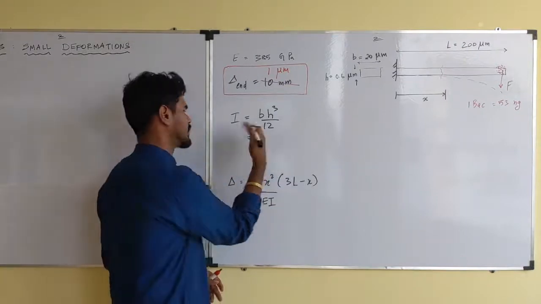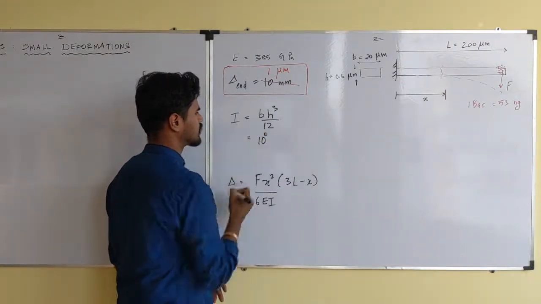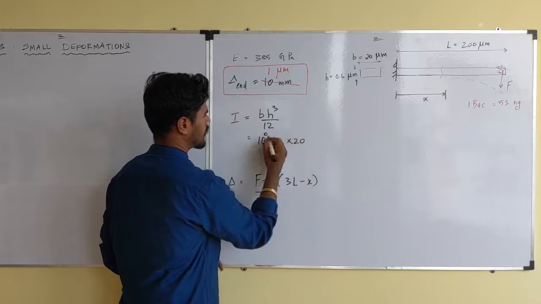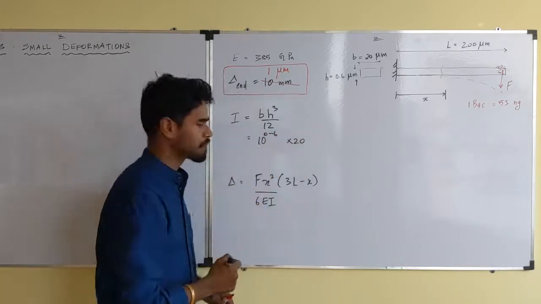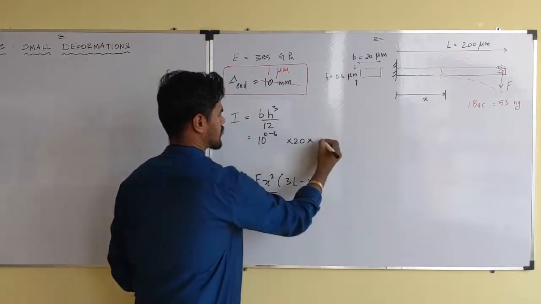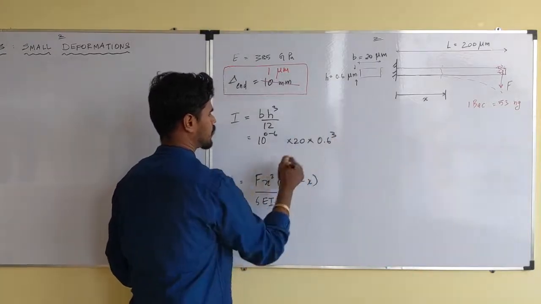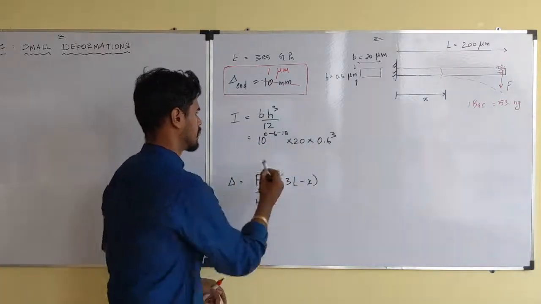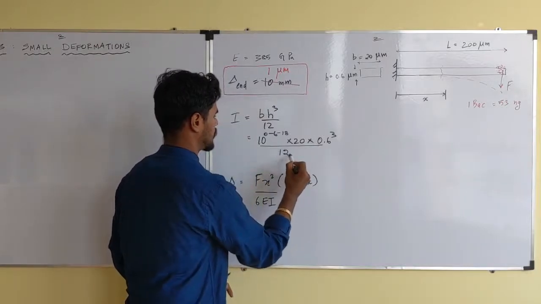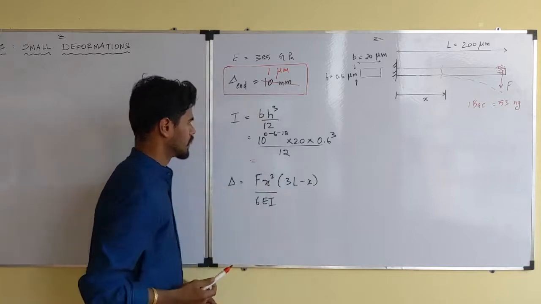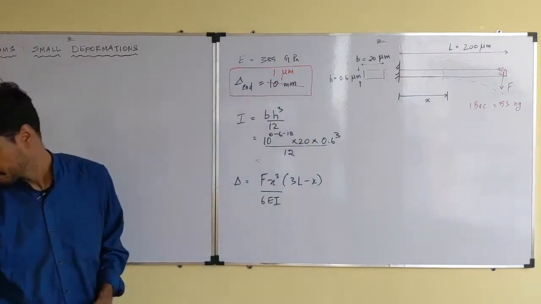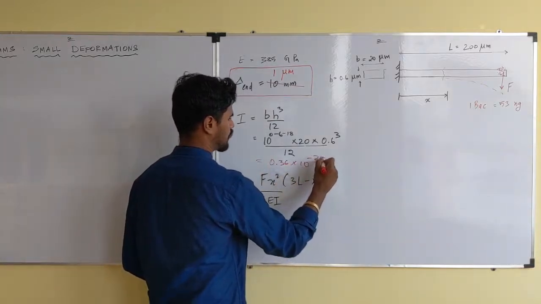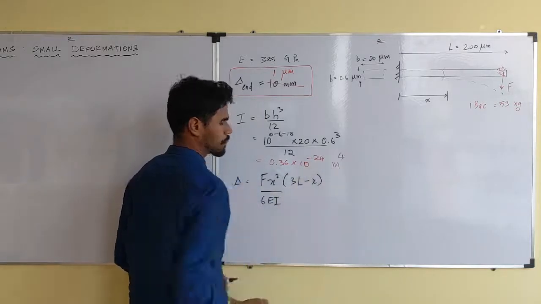I'm going to write all the powers of 10 at the start of this. So 10 power 0 is 1, I'll start with that, times B. B is 20 micrometers, so minus 6. That times H cubed, which is 0.6 cubed, again in micrometers, so cubed, so minus 18, that's 6 times 3, divided by 12. If you estimate this expression, it should turn out to be 0.36 times 10 power minus 24 meter power 4.